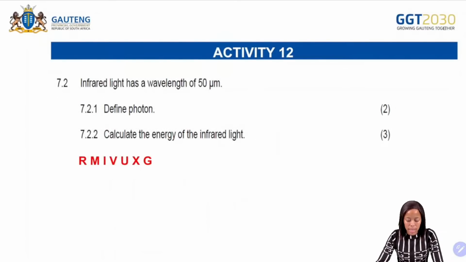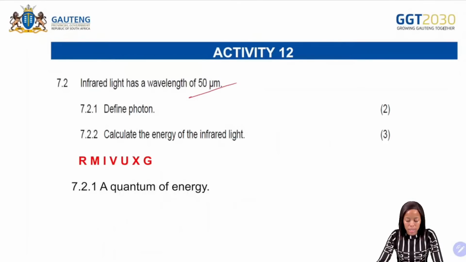Then infrared light has a wavelength of 50 micrometer. So remember with this one, we also need to know how to convert. 7.2.1, it says define a photon. It says a quantum of energy. Remember, you are going to define according to the examination guideline.